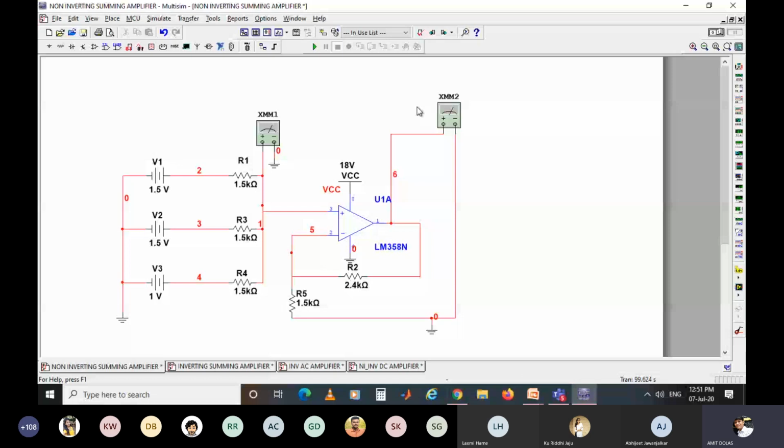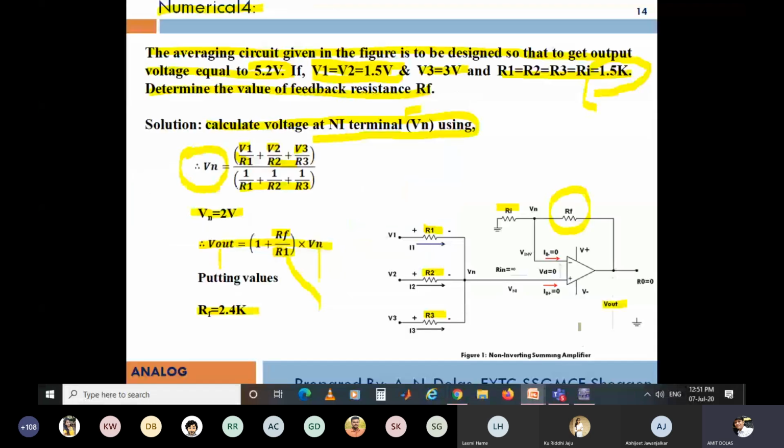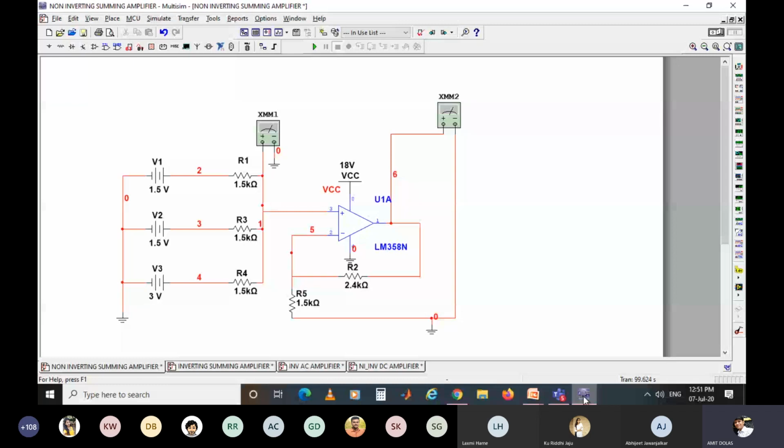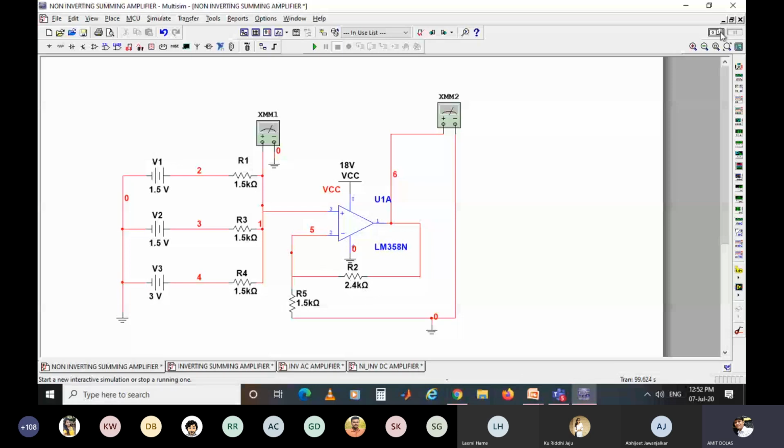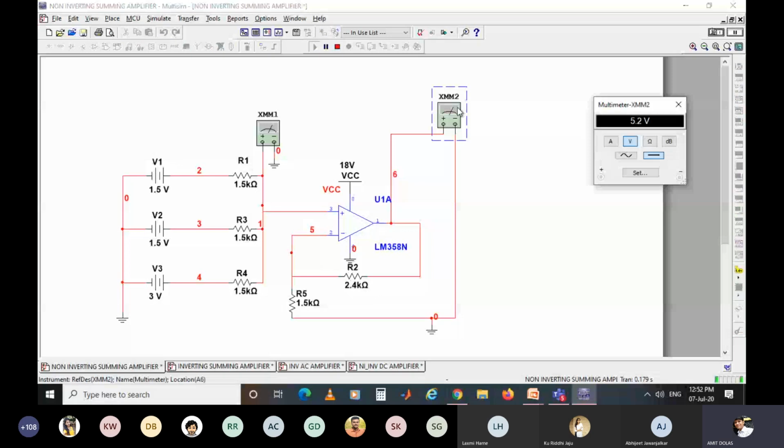And if I run this circuit, I'm doing this experiment now. I'm expecting output voltage equal to 5.2. I hope all the values are the same: 1.5K all resistances, then 1.5 volt V1, V2 and V3 is 3 volt, and 2.4K is the feedback resistance. Let's run this. Yes, you got the value of the output, 5.2. So whatever we designed is correct.